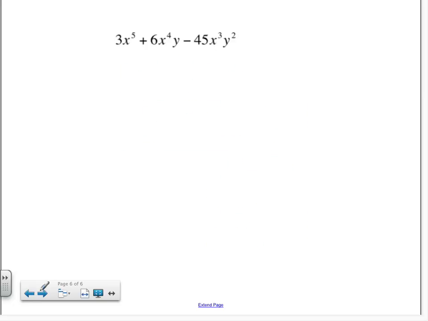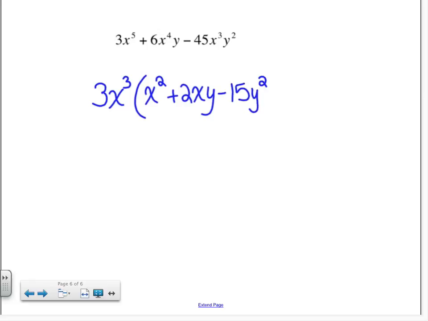And I just added in this last one. If I'm looking at all three terms, I can factor out a 3. And I can also factor out an x cubed because there's enough x cubes in each of those terms to take that out. So 3x cubed is our GCF, and we're left with x squared plus 2xy minus 45 divided by 3 is 15y squared.